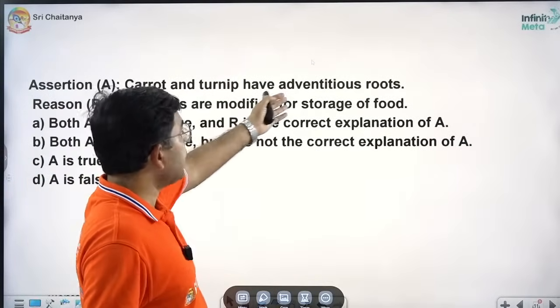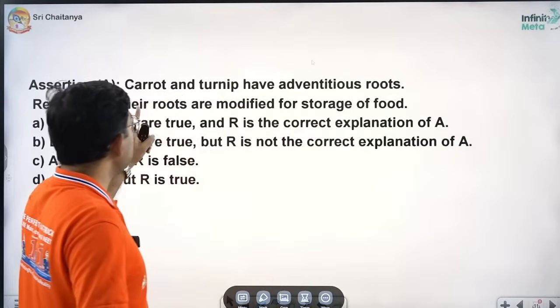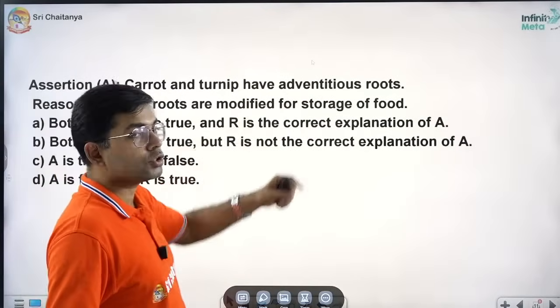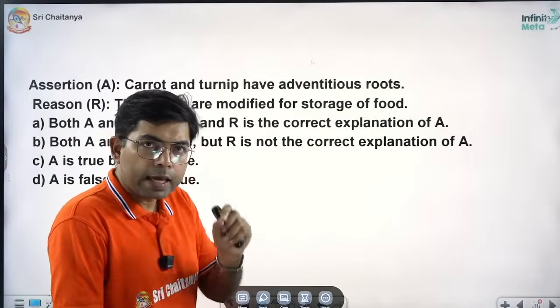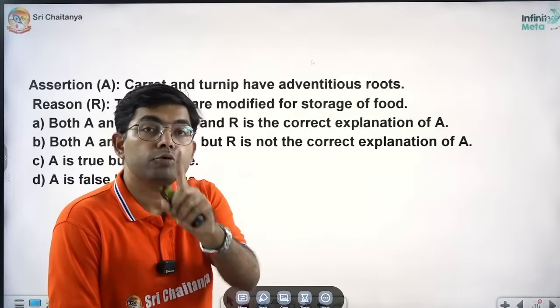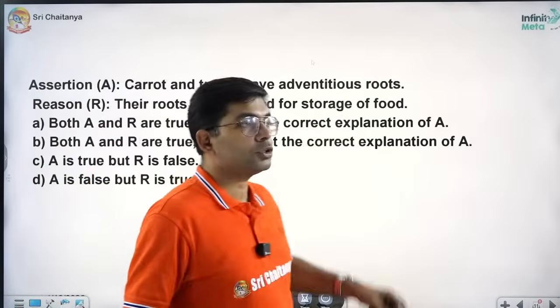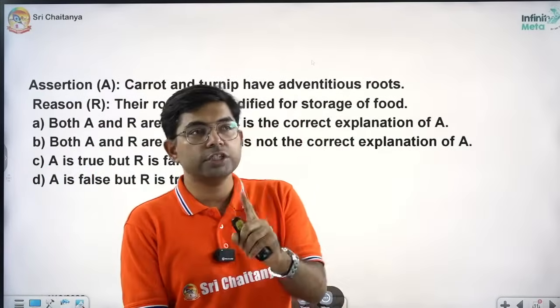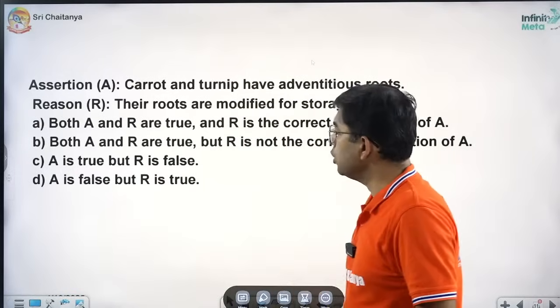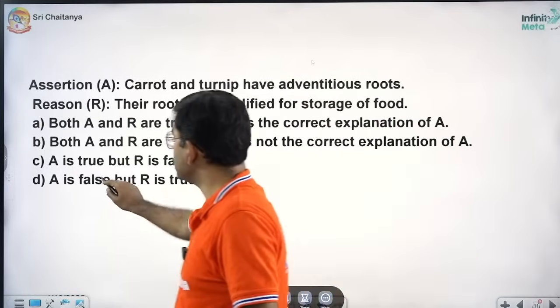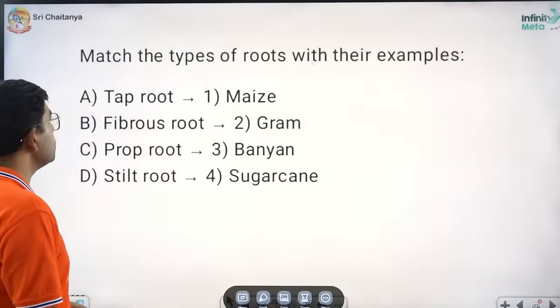Carrot and turnip have adventitious root. Is it correct? Carrot and turnip have tap root, not adventitious root. Their root are modified for storage of food. This is correct. So reason is correct, but assertion is false. So D, assertion is false, reason is true.